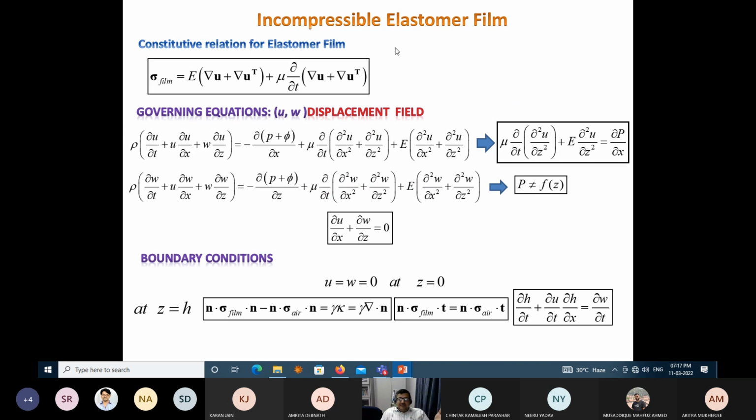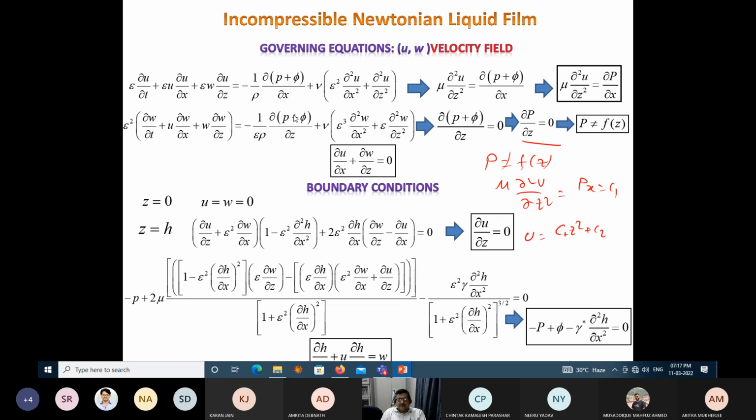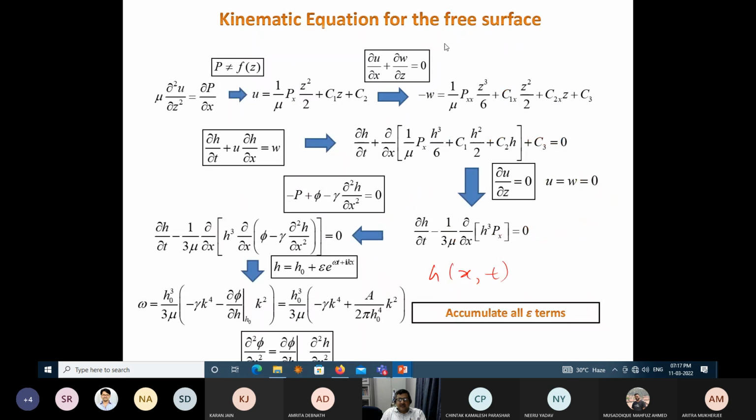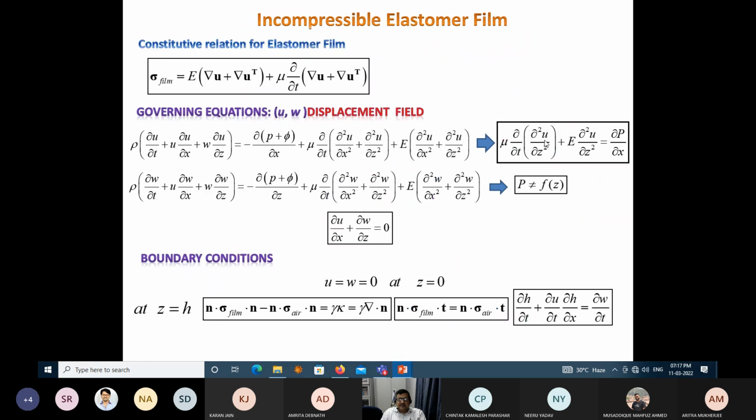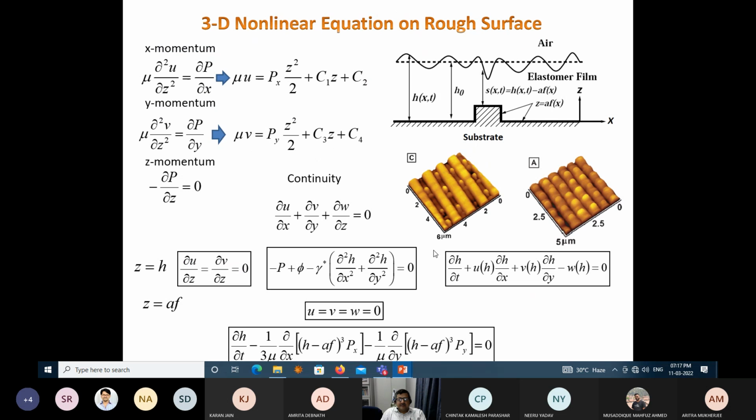If you have an elastomer film that is viscoelastic, the framework remains same. Once again, there is no difference, right? You are just changing the constitutive relation. Again, this is in terms of the displacement field. Earlier, in case of Newtonian, I used the velocity field. Here I am using the displacement field, and the framework remains same.